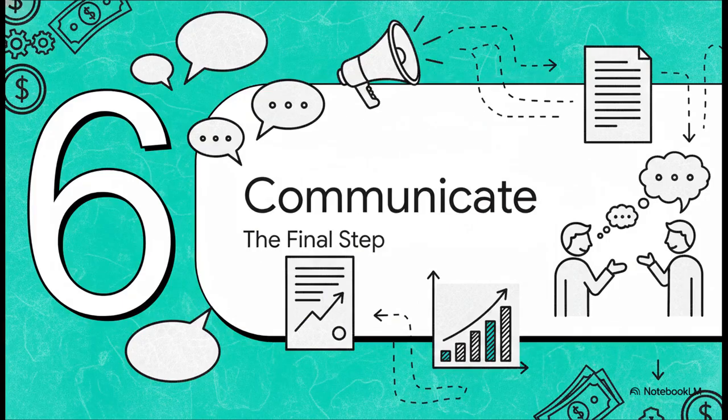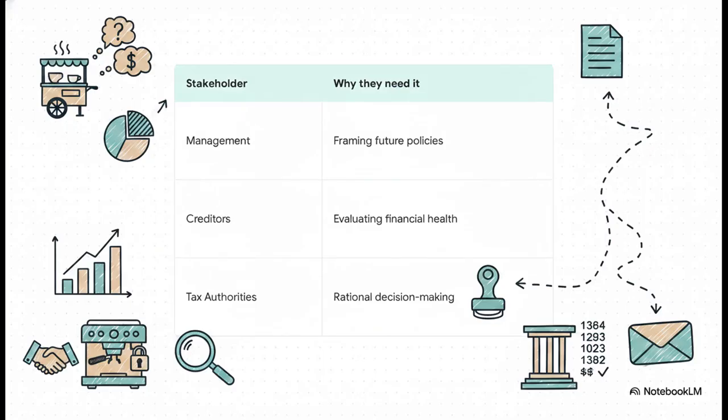Which brings us to our final section and the very last destination of this transaction journey: communicate. Communicating simply means distributing these analyzed reports to the interested parties who really need them. For example, management needs this data to frame future policies, like, hey, does the cart make enough profit to open a second location? Banks and creditors need it to evaluate your financial health before they even think about approving an equipment loan. And of course, tax authorities need it for rational decision-making and compliance. The whole accounting loop isn't fully closed until this information is actually delivered.